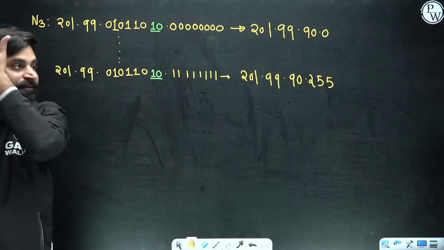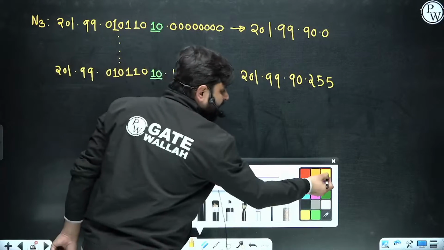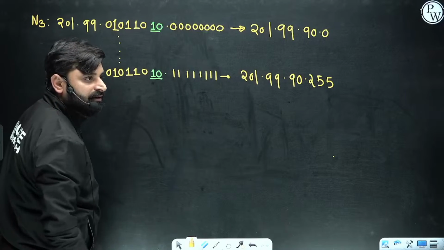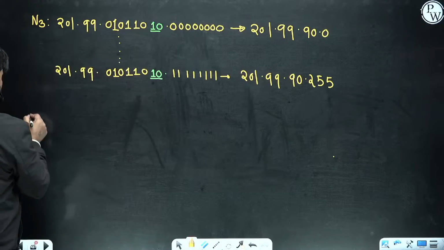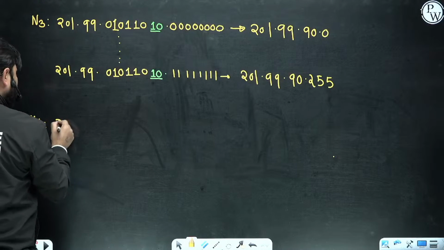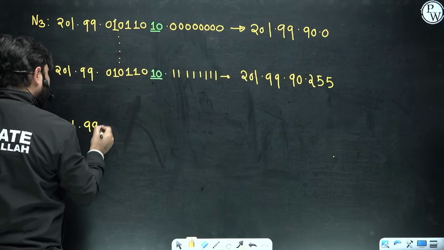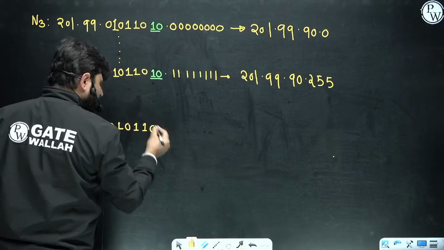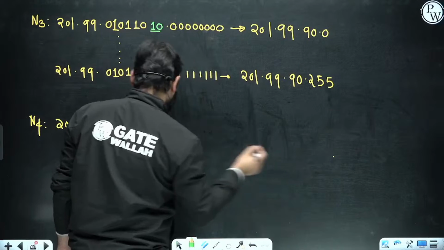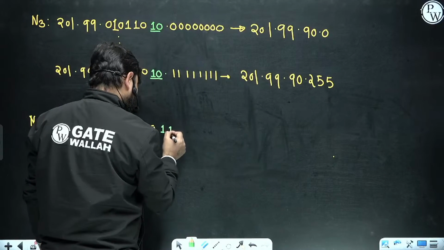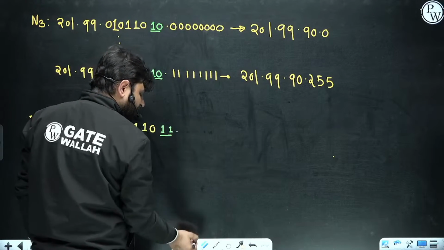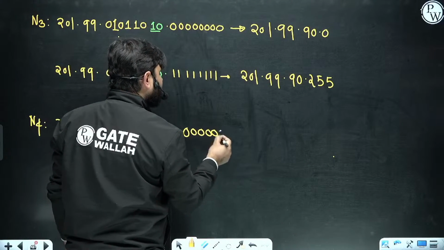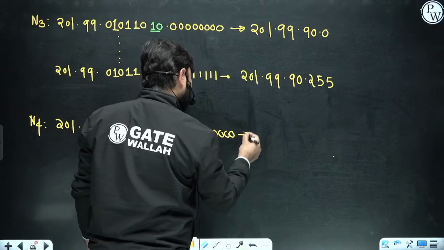Is it clear? Now, can anyone tell me the N4 network? N4 network: 201.99.010110. The last 2 bits will be 11. For the first number, put all zeros in the host ID part. 1, 2, 3, 4, 5, 6, 7, 8. Okay.